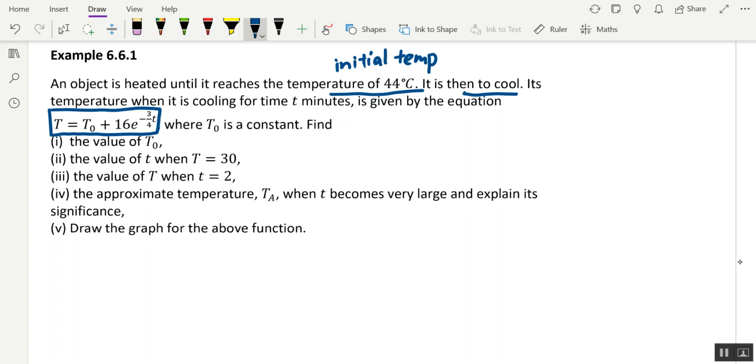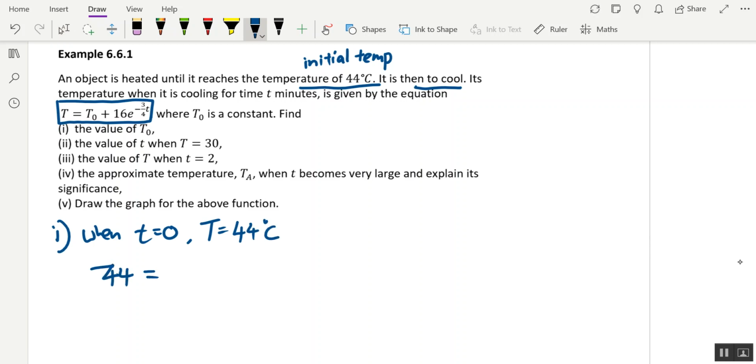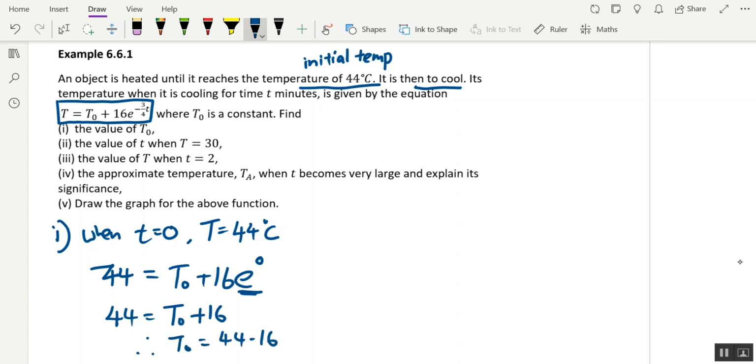Sometimes the negative 3 over 4 is a constant that you have to find. In this case, the first part of the question asks you to find T naught. How do I find T naught? Always when small t equals to 0, when my time hasn't started, my big T is equals to 44 degrees Celsius. So 44 equals to T naught plus 16 e to the power of 0. e to the power of 0 is equals to 1. So 44 is equals to T naught plus 16. Therefore, T naught is equals to 44 minus 16, which is equals to 28 degrees Celsius.